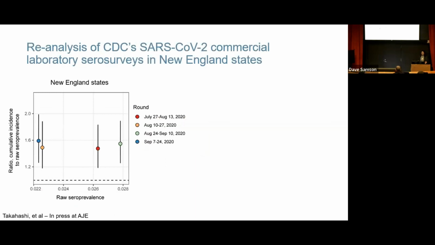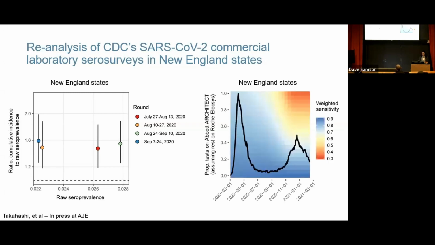And so we applied this method to various sources of serosurveys that we knew used this assay, the one that wanes quite a bit. And so we can do things like calculate the ratio of cumulative incidence to seroprevalence. In this particular case in New England, we saw that it was around a 2-fold difference between raw and adjusted. And then we also did different simulations to try to quantify the effects of both what the trajectory of the epidemic looks like, and the proportion of the time that you use this assay compared to something that might be more robust.